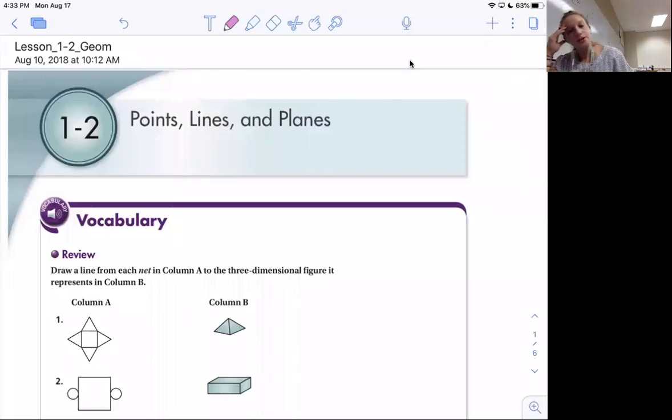Okay, guys, we're doing 1-2 today, and this is on points, lines, and planes. I'm just doing the first part of these notes in this video. There'll be a video following after this that has the second part of the notes. So while you are getting prepared for this, let's take a minute.